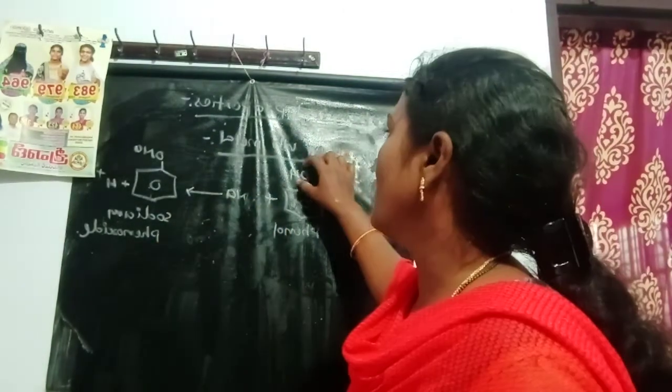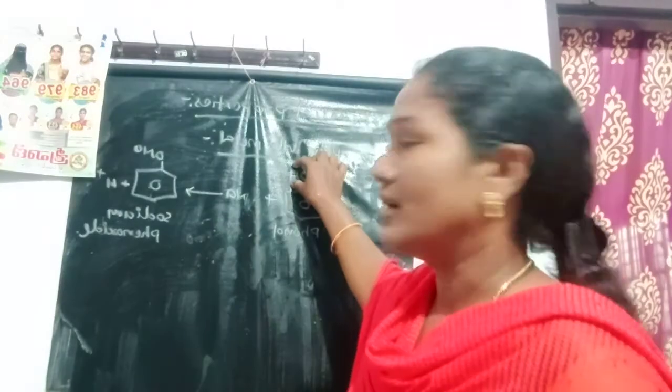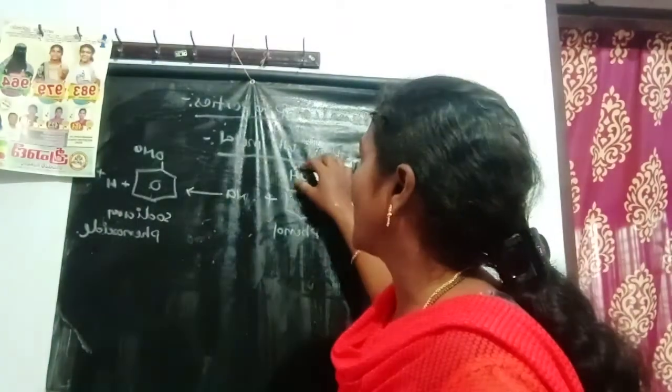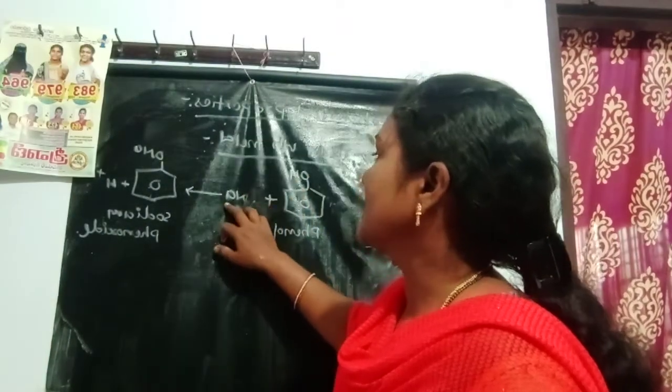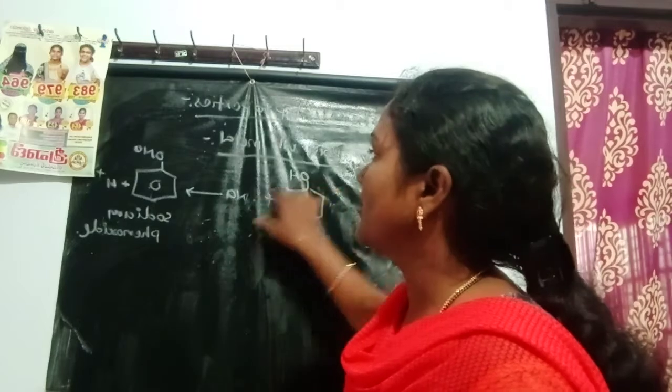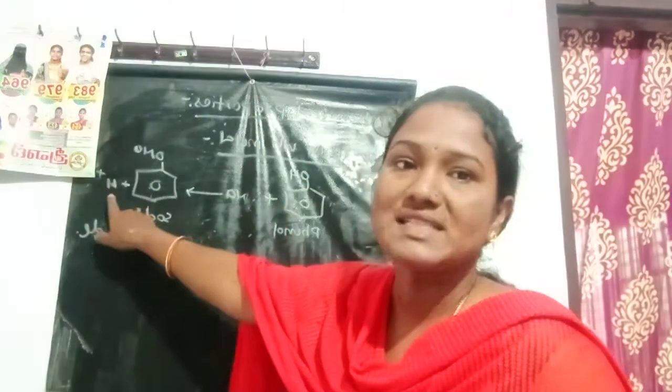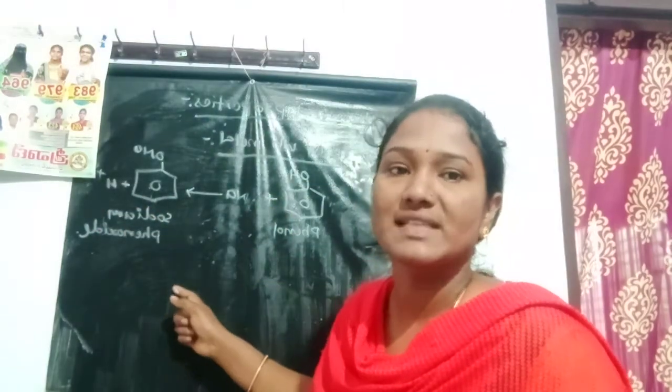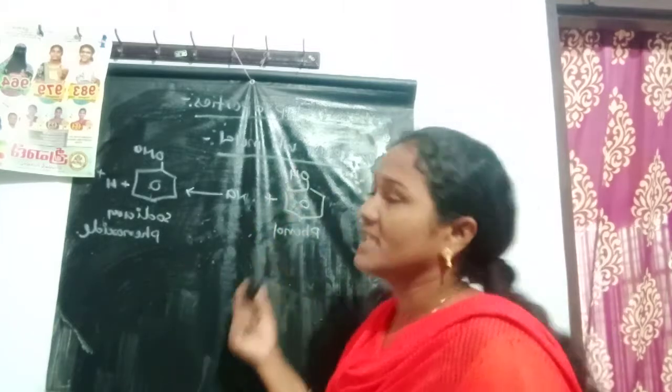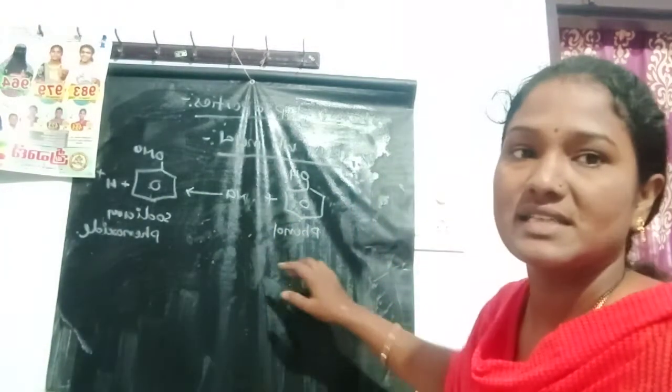Sodium phenoxide dissociates to form O minus and H plus ions. Na plus attacks the O minus compound with removal of H plus ion. This is the sodium phenoxide ion. This reaction is reaction with metals.